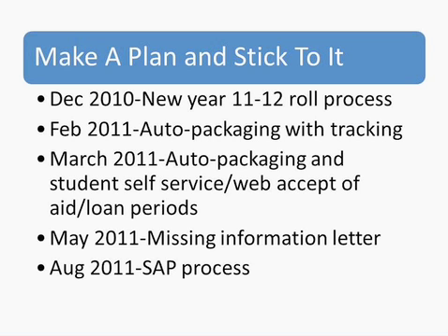So we made a plan, and the plan was to set up the schedule and what things we wanted to do, and in sequence. For one, obviously the first thing was to set up the 11-12 roll, keeping in mind the other things that we wanted to build on that afterwards. So February we worked on auto packaging with tracking for our students for the 11-12 awarding process. In March, we focused on auto packaging and self-service web accept of aid and loan periods. This was very new for us. And in May, focused on trying to automate our missing information letters. And then in August, focused on setting up our SAP process.